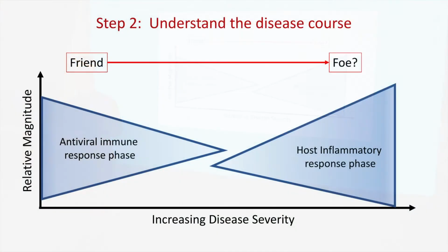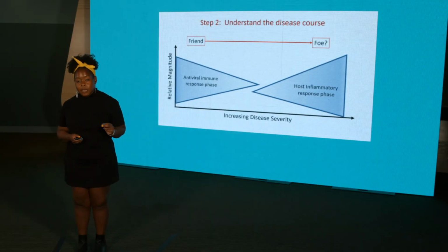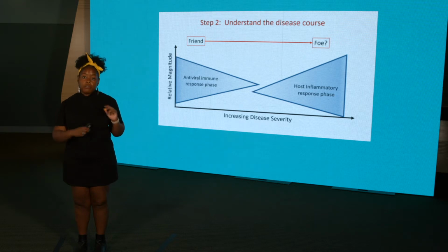So the second step in developing treatments for a new disease is to understand the disease course. And so again, as we talked about in the second lecture, there's really a spectrum of how this disease progresses and whether the immune system is a friend or a foe. And so at the beginning of the disease progression, the immune system is really helping you. It's preventing the virus from replicating through the antiviral immune response. But as the disease progresses, if the virus isn't cleared, now the immune system becomes a foe.